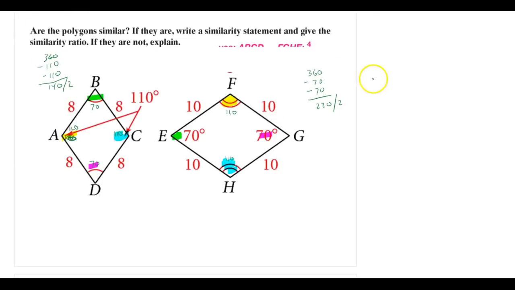Corresponding angles are congruent. And then if I look, the ratio of all the sides would be 8 to 10, wouldn't it? So right away, we're going to say ABCD is similar to what matches up with AFGHE. And the similarity ratio here would be 8 to 10, or you could say 4 to 5. Okay?